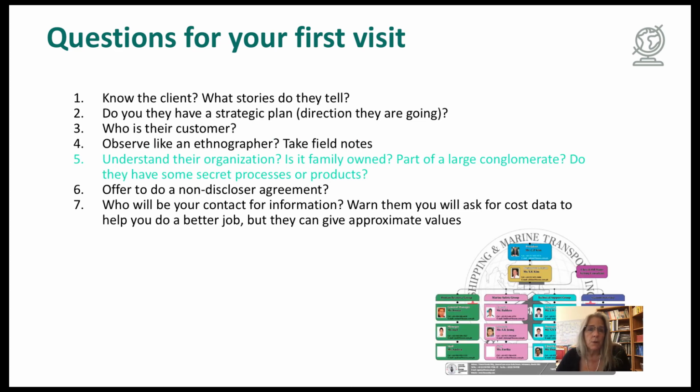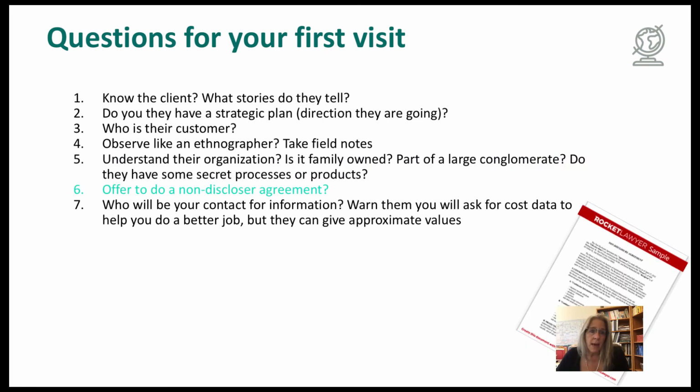You need to understand their organization. A family-owned company is very different than a large conglomerate, so really understanding that. Also, if they have any secret processes, things that maybe they didn't tell you about right away, or that seem to be a closely guarded secret, it's good to know that. And related to that, offer to do a non-disclosure agreement if they're nervous about giving you information. Offer that up to them.